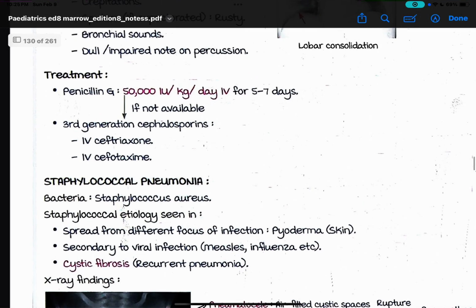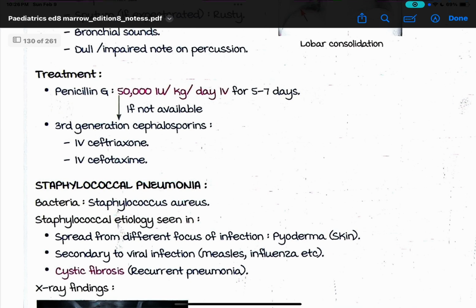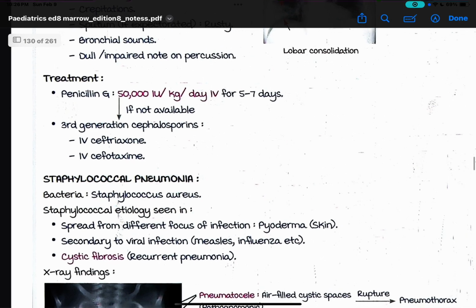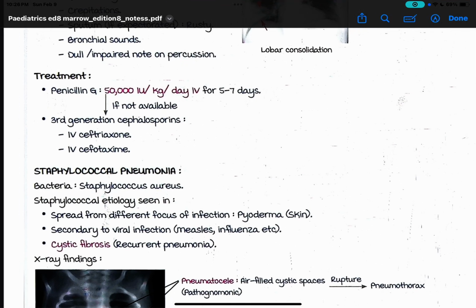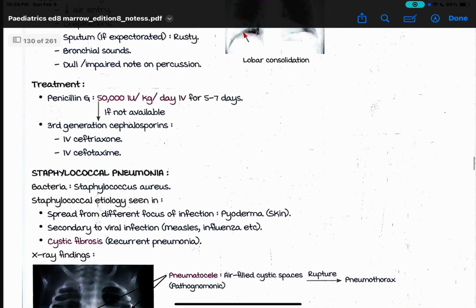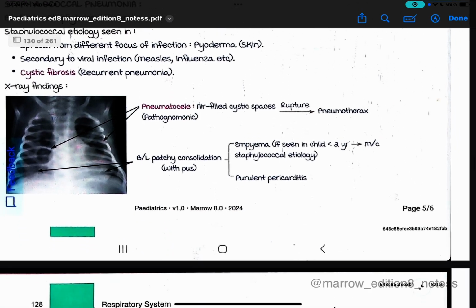Treatment: penicillin G 50,000 international units per kg per day IV for 5 to 7 days. If not available, third generation cephalosporins, IV ceftriaxone or IV cefotaxime, can be used.